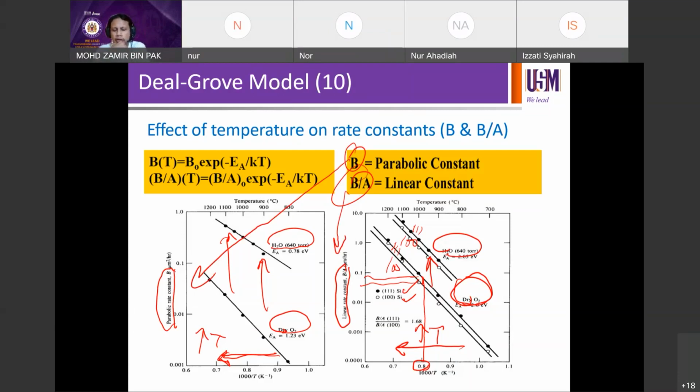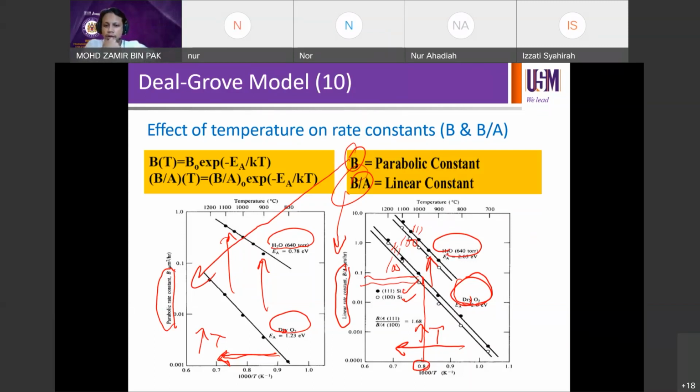So the constant is already different. When you use this constant in the calculation later on, you have to pick the right values for the right parameter, B or B over A, in a dry ox environment or wet ox environment. Is it on 111 or is it on 100? So you have to come back to the temperature as well.